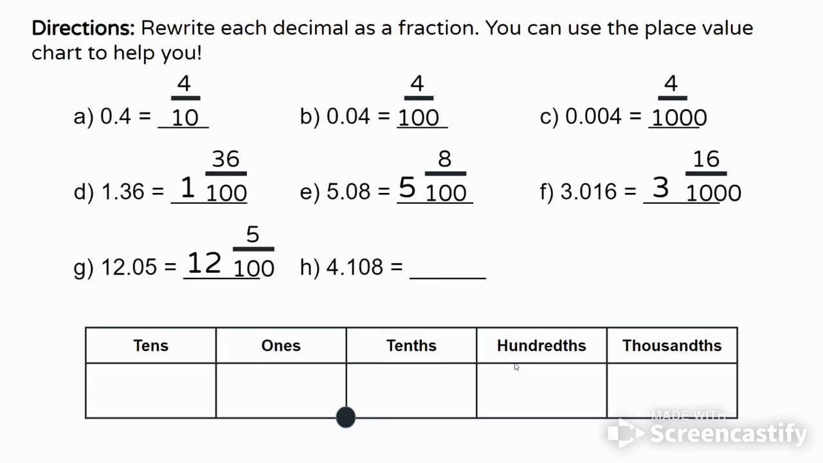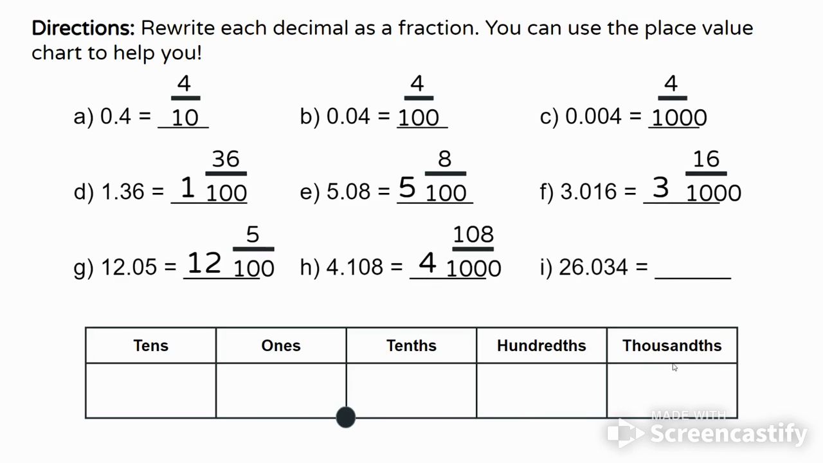For H, we have 4 and 108 thousandths. So let's place that in the place value chart. The 4 goes in the ones place, the 1 in the tenths, the 0 in the hundredths, and the 8 in the thousandths. Before the decimal point, we have the number 4, so that's going to be our whole number in front of the fraction. After the decimal point, we have 108, so that's going to be our numerator. The last digit 8 is in the thousandths place, so the denominator is going to be 1,000.